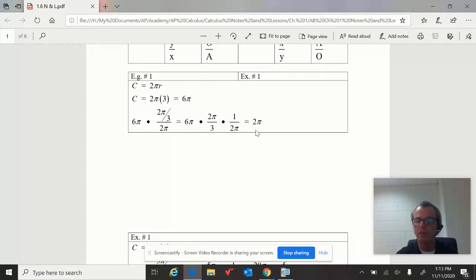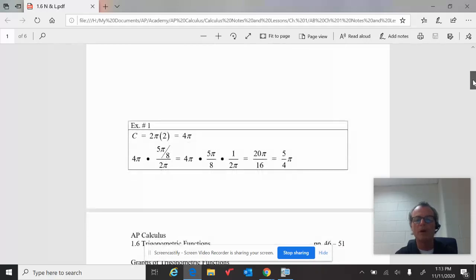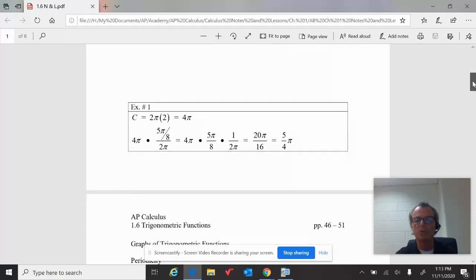Okay? So we're going to ask you to pause the video and go to problem number 1 in the exercises, and then compare your answer to what we got. So for number 1, the radius was 2 and the angle was 5 pi over 8. So all the way around the circle would be 4 pi. You multiply that by 5 pi over 8 as a share of 2 pi, and you'd end up with 5 pi over 4. Okay?